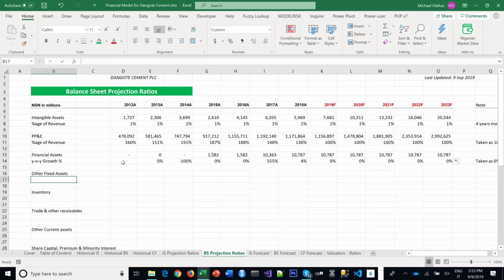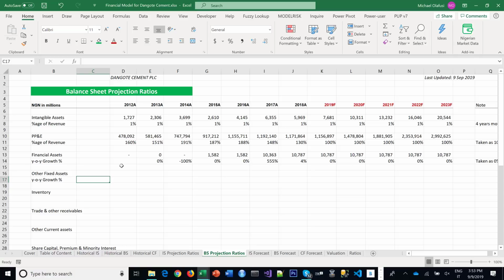For other fixed assets, so other fixed assets are other assets that are not intangible assets, PP&E, and so you could have like deferred tax assets, long-term prepayments, you know. So I'm going to use as, I don't know, maybe as percentage of revenue or year-on-year growth. I'm going to use year-on-year growth. It doesn't matter too much what we use here, because if you don't have internal information on the composition of the other fixed assets, then there is no logic you can use to defend one over the other.